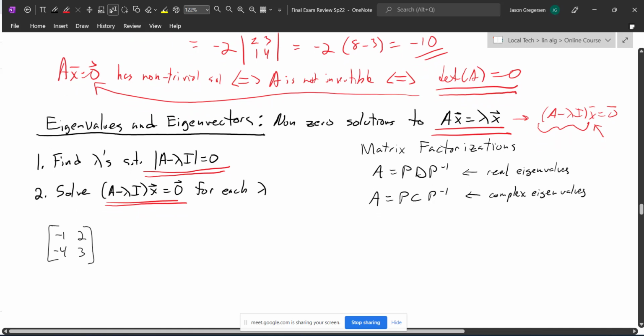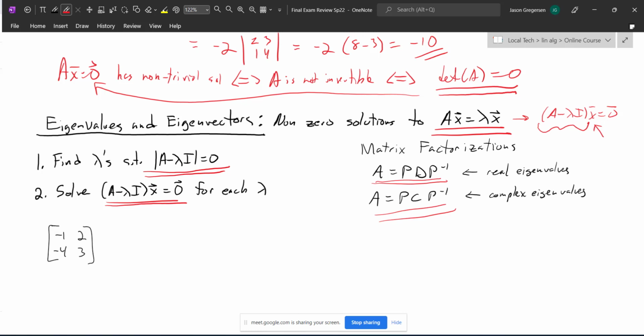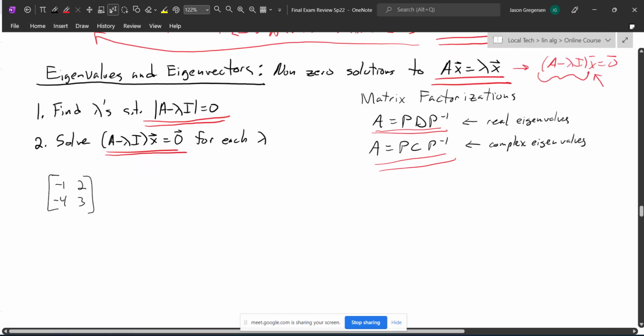And then some of the value of calculating our eigenvalues and eigenvectors was that we could then factor our matrix A into either PDP inverse if we had real eigenvalues or PCP inverse if we had complex eigenvalues. So that's the quick overview of eigenvalues and eigenvectors. Let's see if we can calculate the associated eigenpairs for this matrix and do the appropriate factorization. So go ahead and see if you can work with that matrix and factor it appropriately.